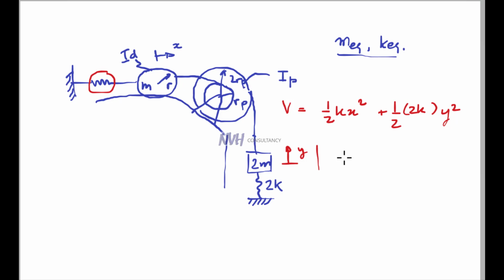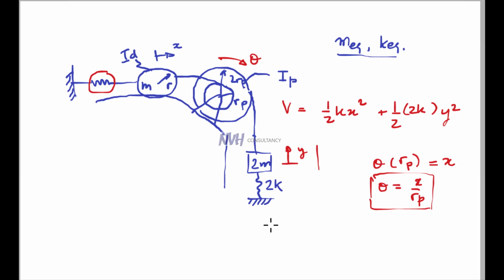So there's one more thing. We need to first find every coordinate or every motion in terms of x. So let's do theta first. This is the motion of the pulley, which is in theta direction. Theta times rp is equal to x. So theta can be written as x over rp. This is one relationship between x and theta.